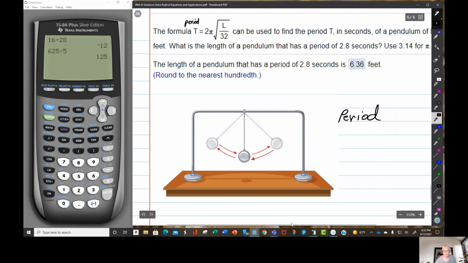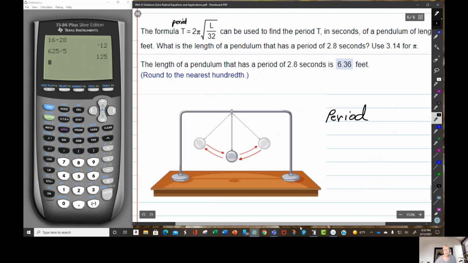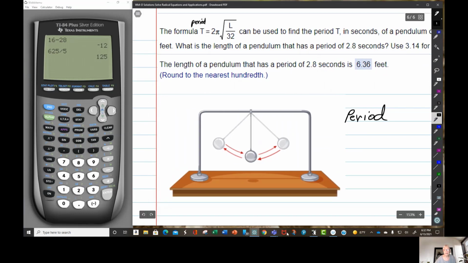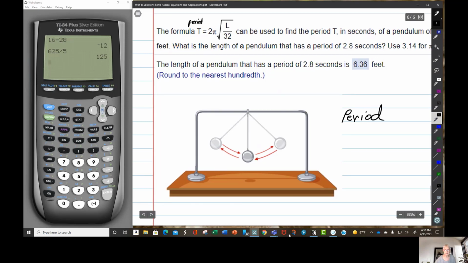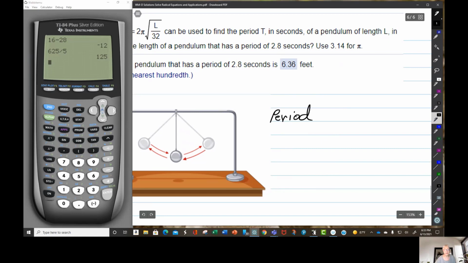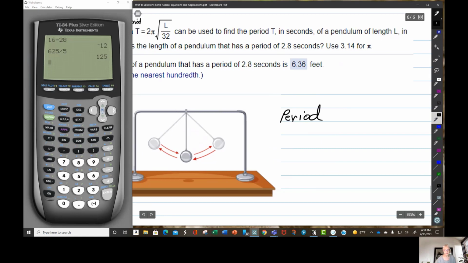Okay, and let's read what this stuff is. The formula T equals 2 pi times the square root of L over 32 can be used to find the period T in seconds of a pendulum of length L in feet. What is the length of the pendulum that has period 2.8 seconds? And it tells you to use 3.14 for pi.